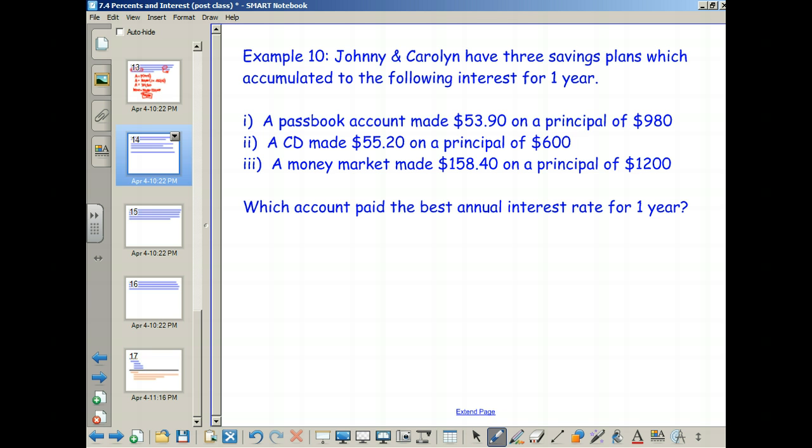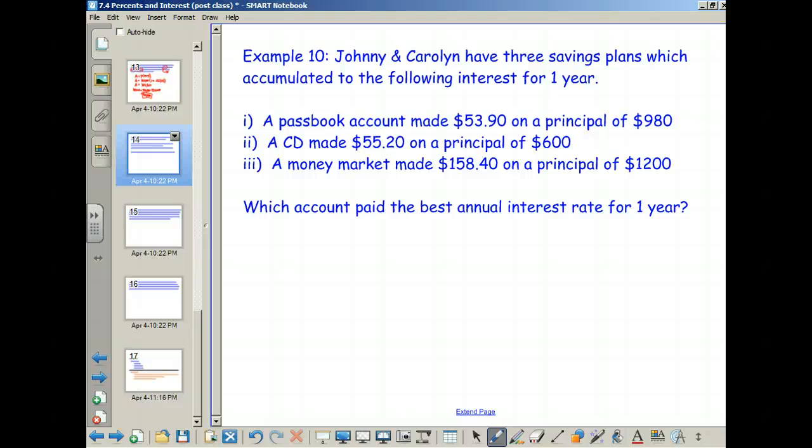Johnny and Carolyn have 3 savings plans, which accumulated the following interest for 1 year. Number 1, a passbook account, made $53.90 on a principal of $980. Number 2, a CD, made $55.20 on a principal of $600. And number 3, a money market, made $158.40 on a principal of $1,200. Which account paid the best annual interest rate for 1 year?